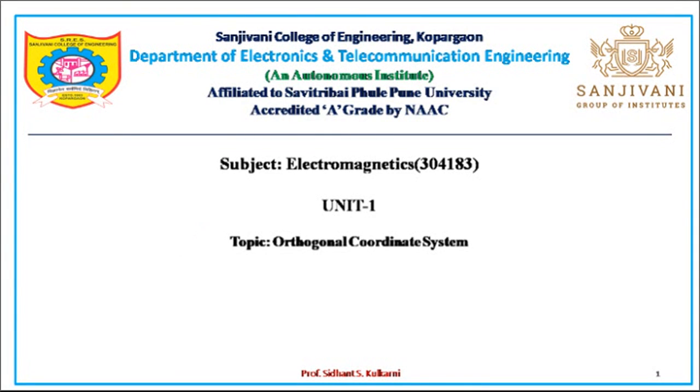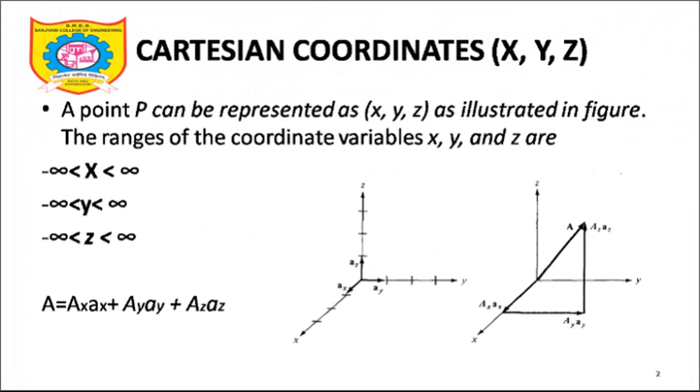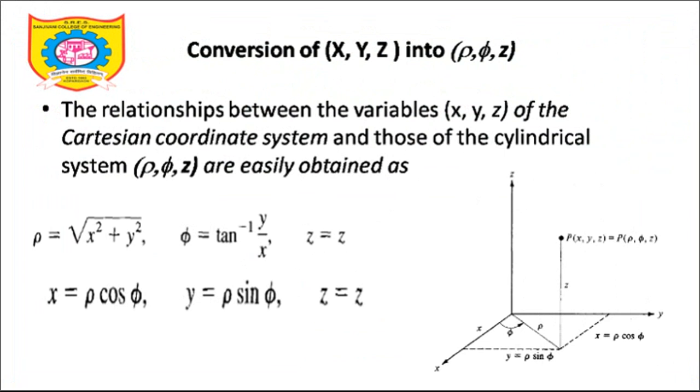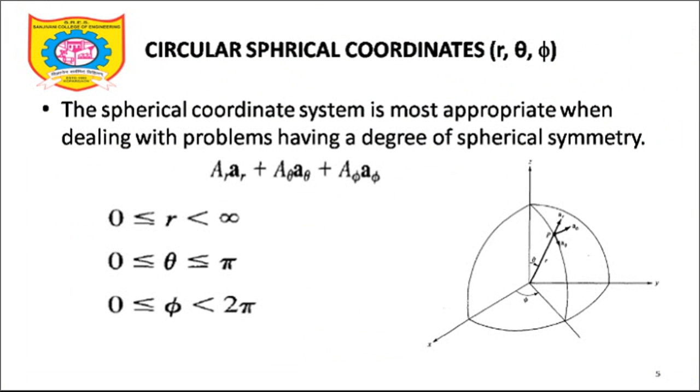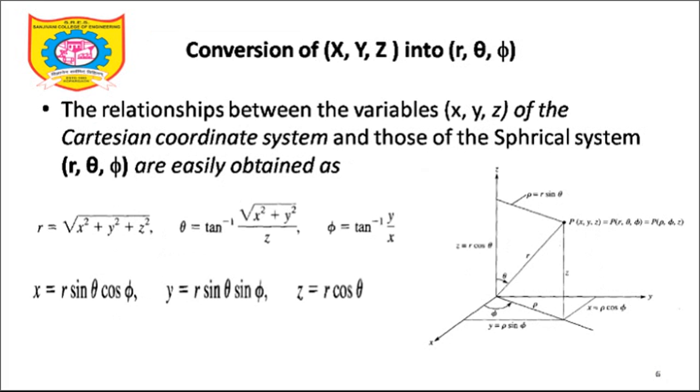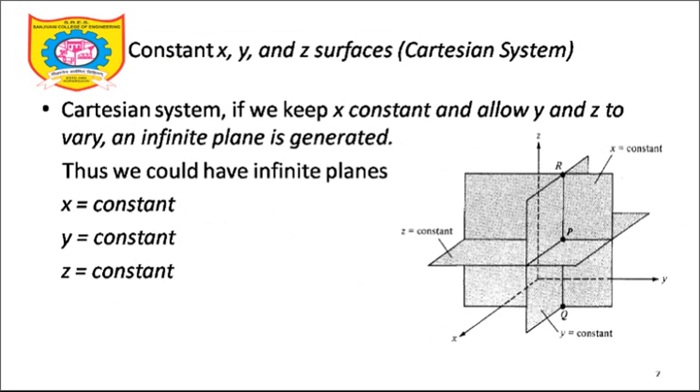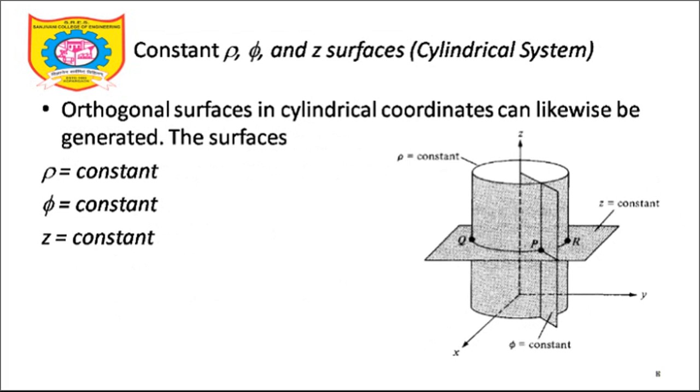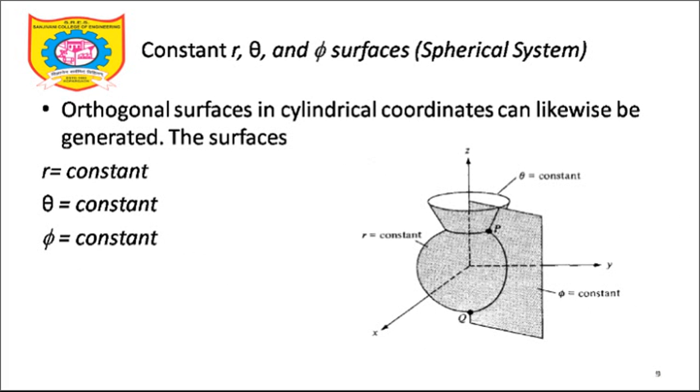Welcome back, students. In the last lecture we went through the surfaces related to the Cartesian and cylindrical coordinate systems. Today we will discuss the spherical coordinate system. The spherical coordinate system is somewhat difficult to understand, but we need to understand it the same way we understood the Cartesian and cylindrical coordinate systems. Let's look at this spherical coordinate system.